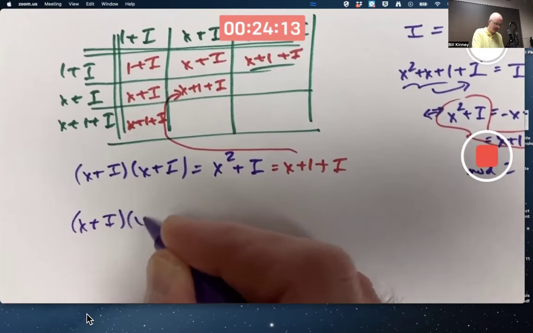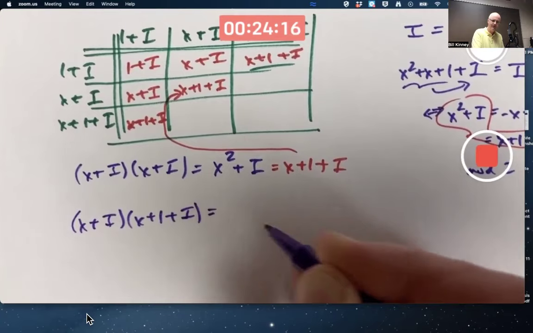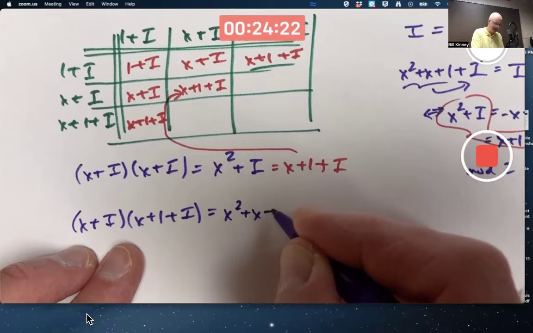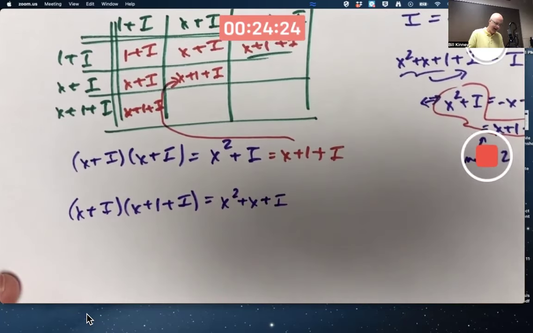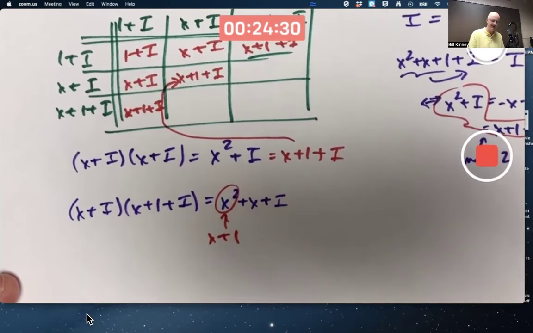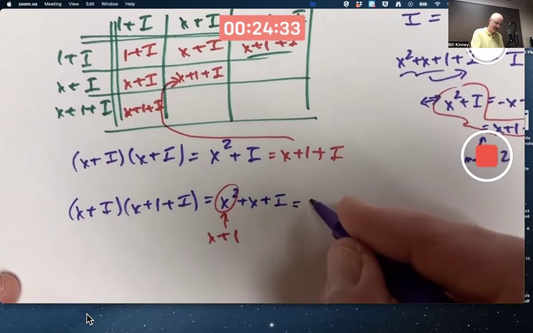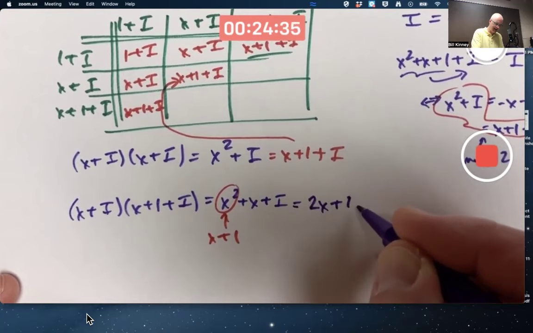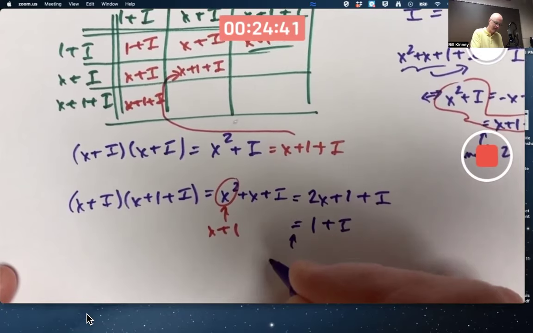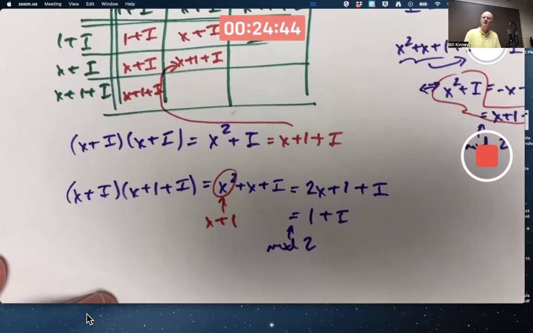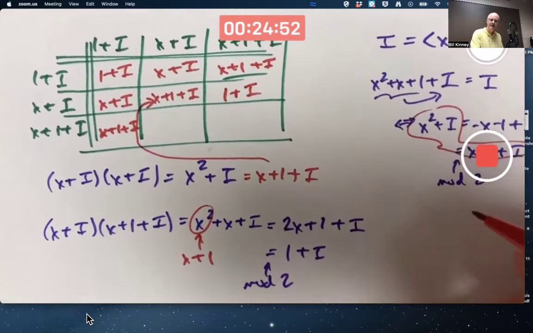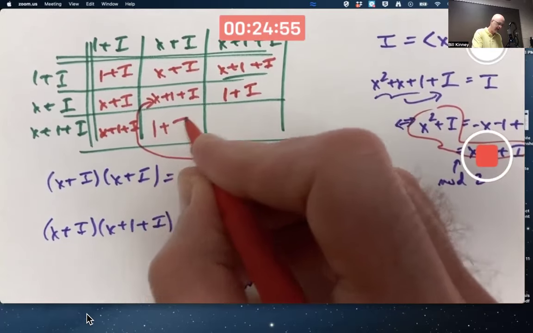x plus I times x plus 1 plus I. Multiply cosets by multiplying their representatives, you get x squared plus x plus I. But then the x squared here can be replaced by x plus 1, just like it was in the previous line. So this becomes 2x plus 1 plus I. But then we can mod by 2. This is the same as 1 plus I. Mod the coefficient of x by 2 to get 0. We've got to get 1 plus I right here. In a similar way, we got to get 1 plus I right here.